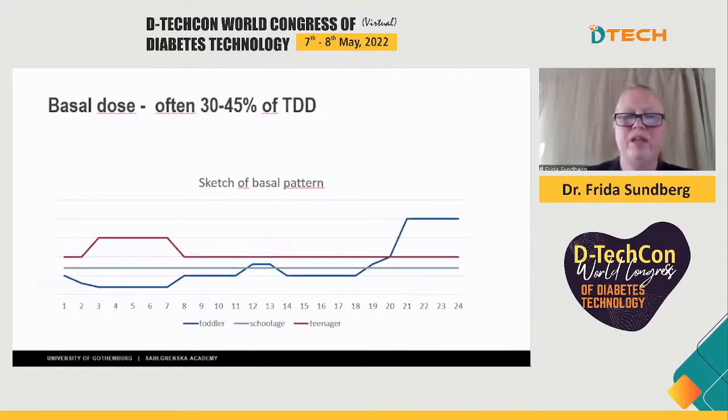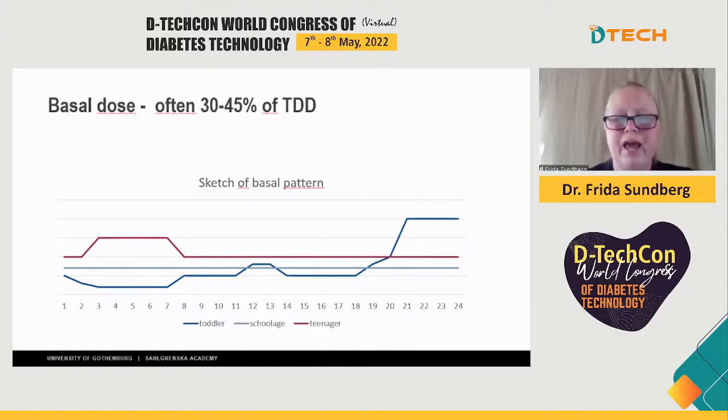Basal settings. Basal dose is often not more than 30 to 45% of total daily dose in these young children. And I've done a sketch to show, and if it's a small picture, I'll talk you through it. The need of basal dose is very low during the night, between somewhere 3 and 7 in the morning. It's due to physiology. And then the basal dose need increases slightly over the day.